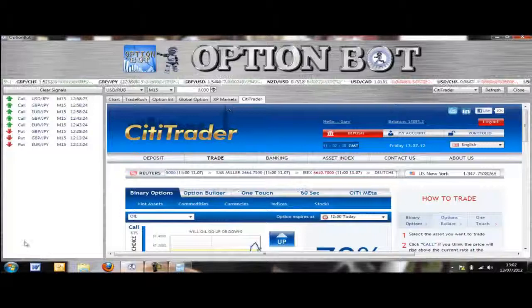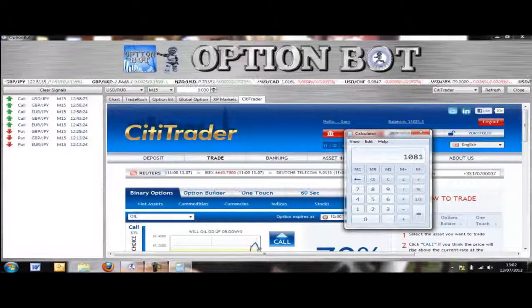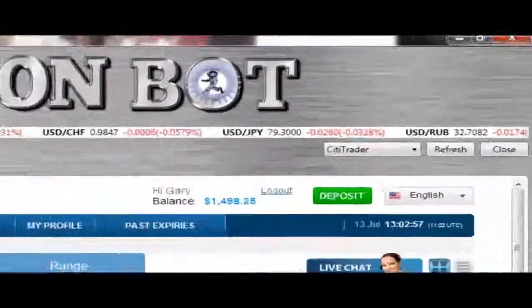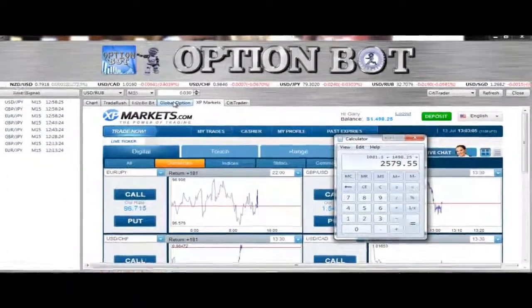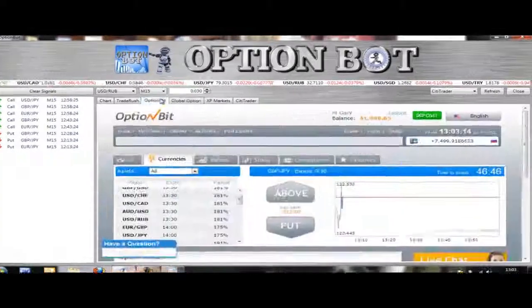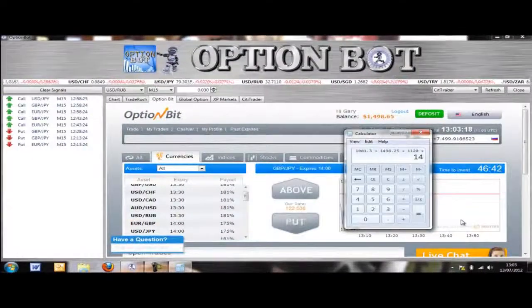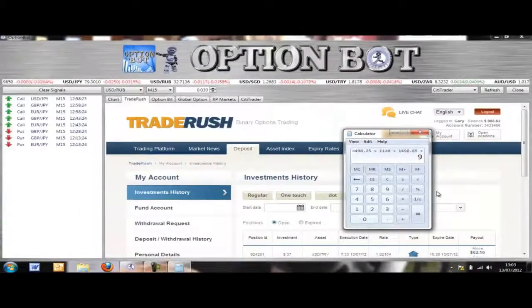So I'll bring up the desktop calculator. We started off with a cumulative balance of $4,564.82 as you can see here. So it's $1,081.30 with CityTrader, $1,498.25 with XP Markets, $1,120 with Global Option, $1,498.65 with OptionBit, and finally $988.62 with TradeRush. So that's a total now of $6,186.82. So I'll just subtract our starting balance of $4,564.82, and that leaves us with a profit of $1,622 in just 45 minutes with OptionBot.